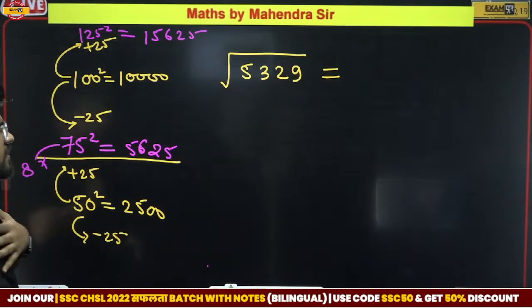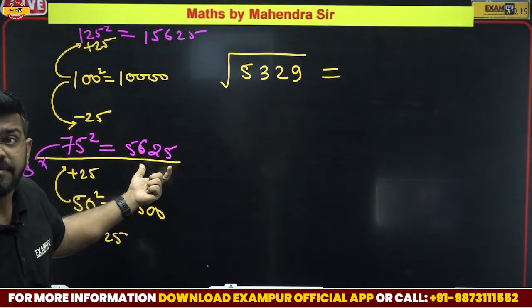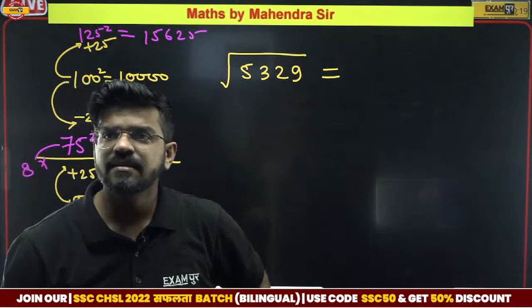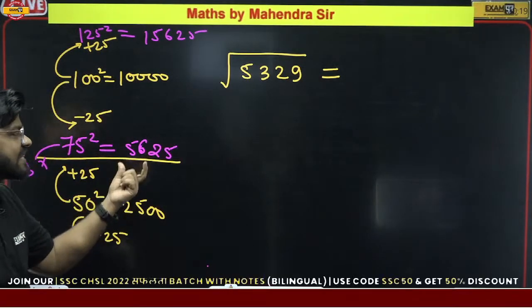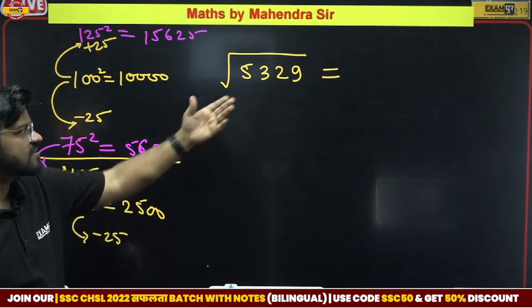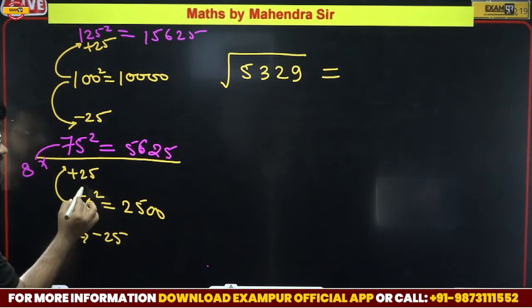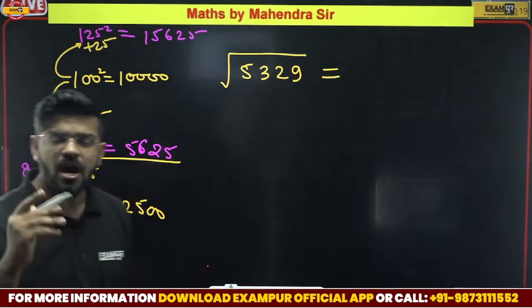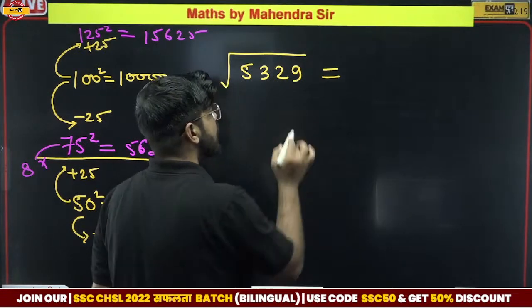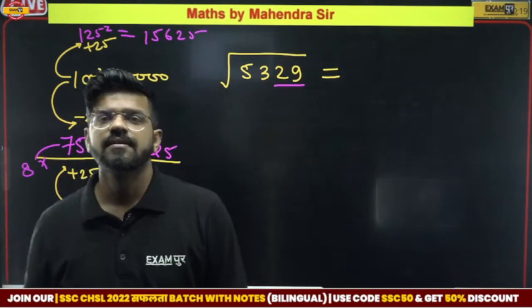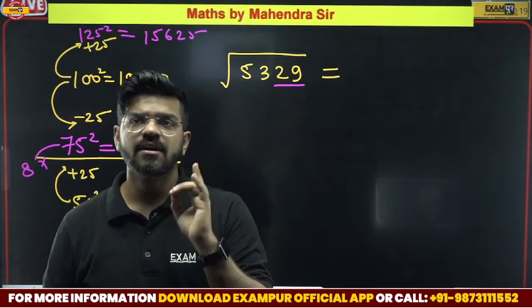Now I know that this number is more than 25 but less than 56.25, right? Suhan gave me the answer 73. Okay, so it is less than 56.25. That means this should be more than 50. Now how much more than 50? Now we have to see the last two digits. The last two digits are 29.